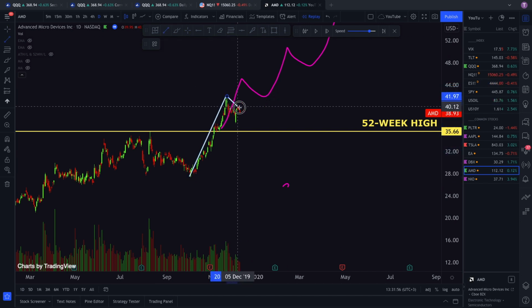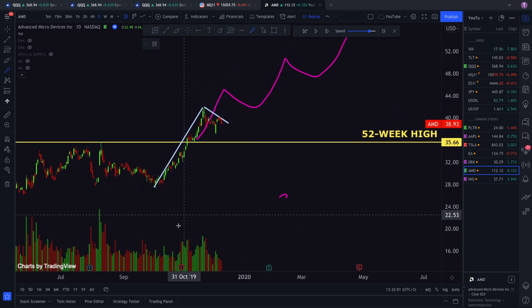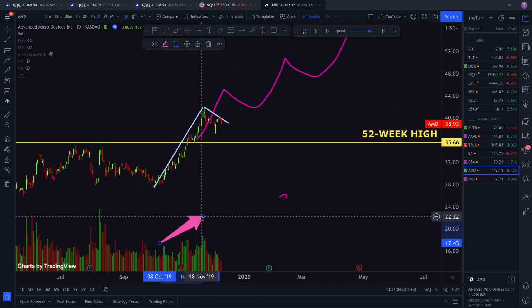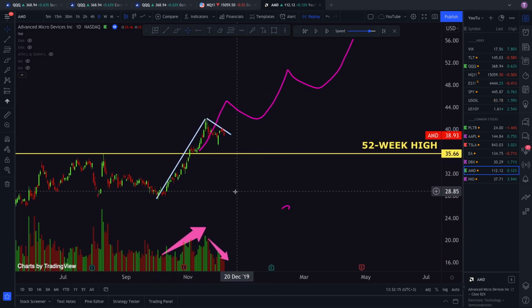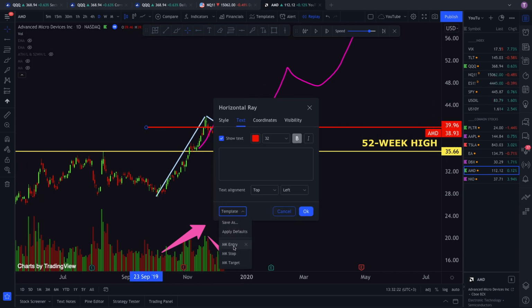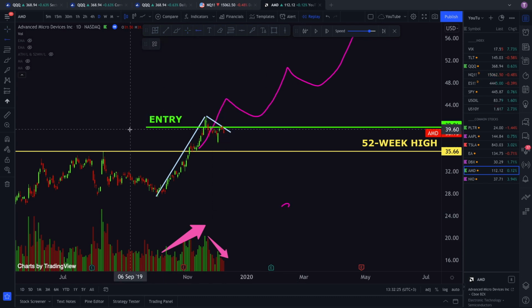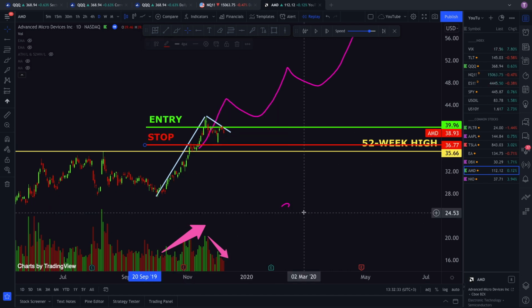I also want to confirm with the volume. Volume is rising as we want. And in the consolidation, it's declining. Perfect. Now, how to trade the bull flag pattern? We enter the trade once the flag is broken. And right after that, place our stop loss order below the flag. Our profit target is in the length of the pole.